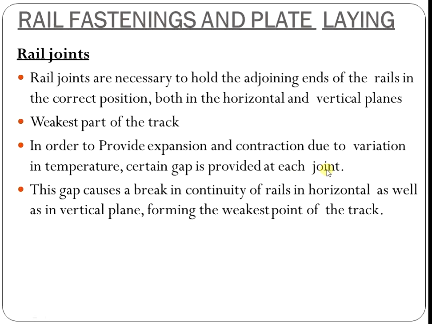This is the condition when in India the climate changes suddenly. At that time we have to provide some expansion and contraction gap between the two rail joints because of the variation in temperature. But the problem is that the gap creates creep of the rail.